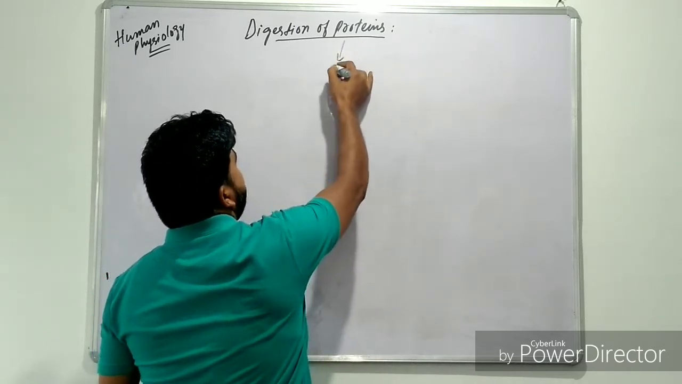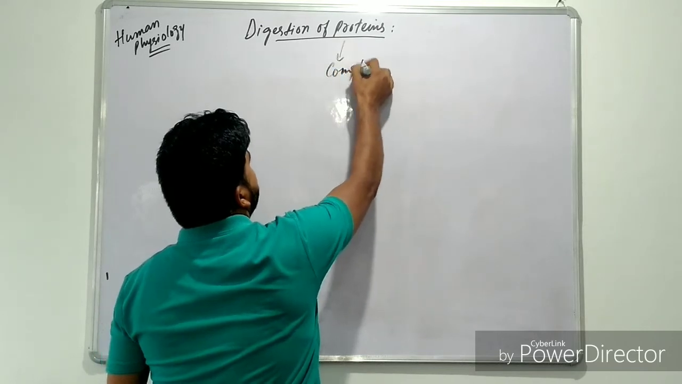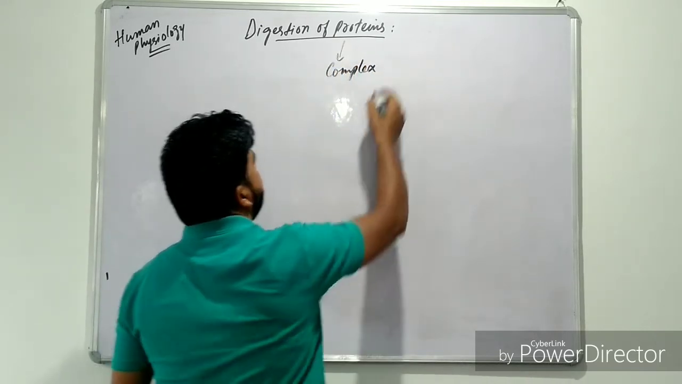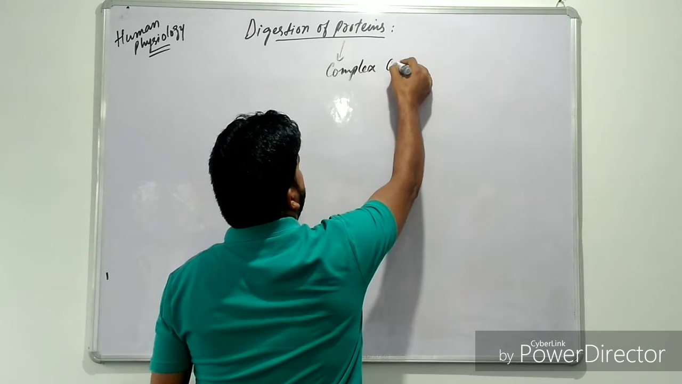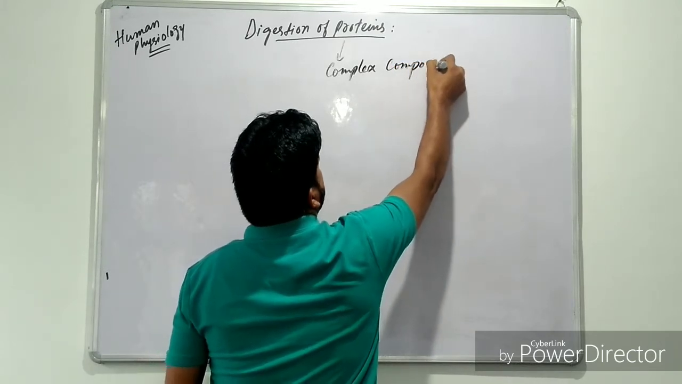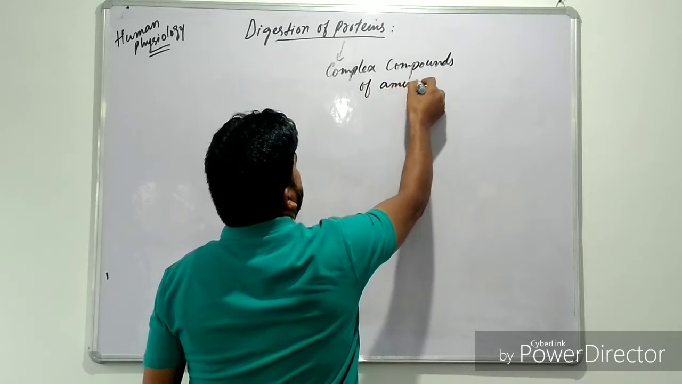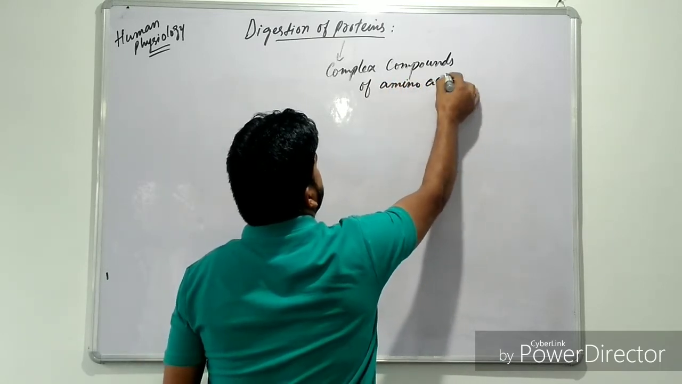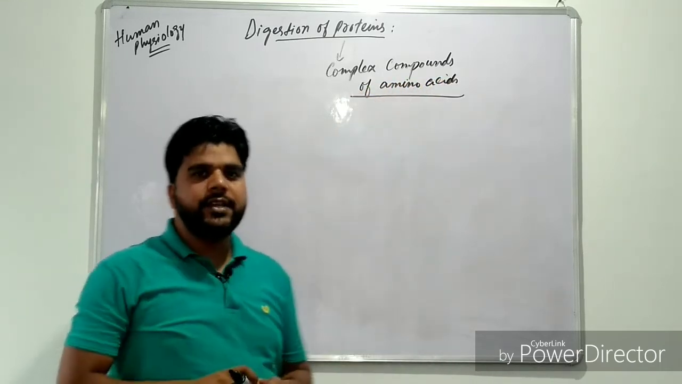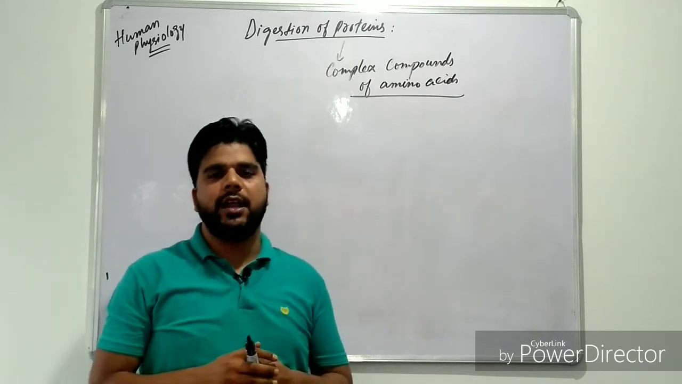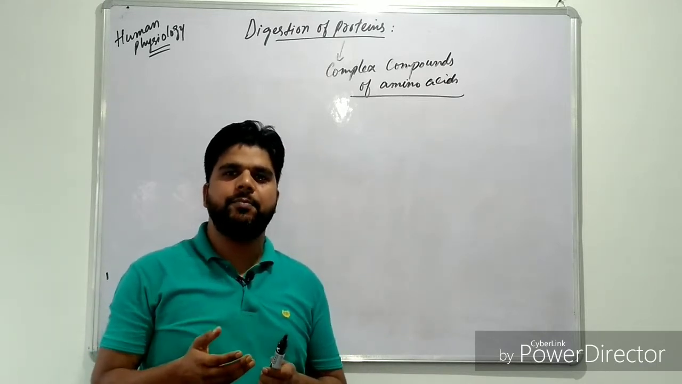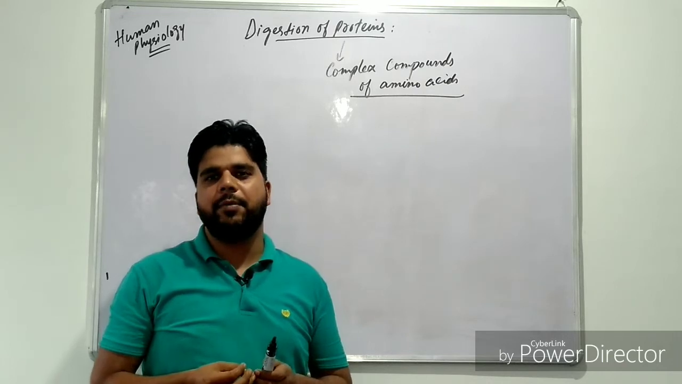Proteins are actually complex compounds of amino acids. So proteins are actually complex compounds of amino acids, or we can say simply that proteins are made up of amino acids.